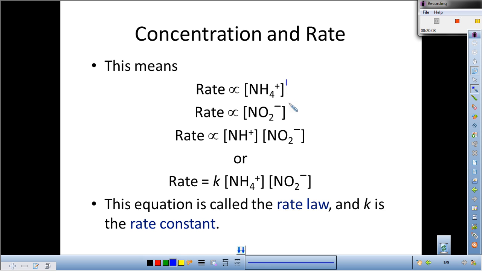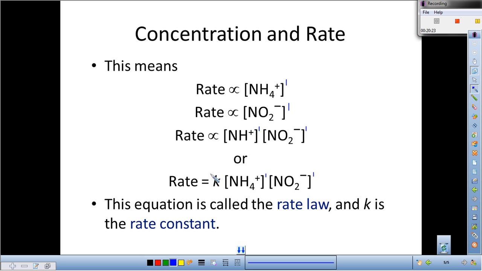So let's just put some 1s in. Why? Because we've already determined how this reaction is affecting the rate when you change the concentrations. And there's my rate law. Rate is equal to little k, which is the rate constant, times the concentration of ammonium raised to the 1, times the concentration of nitrite raised to the 1. That gives me my rate law.